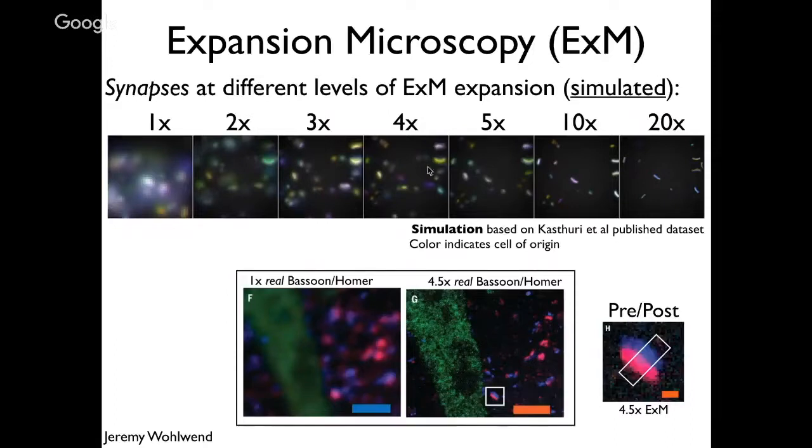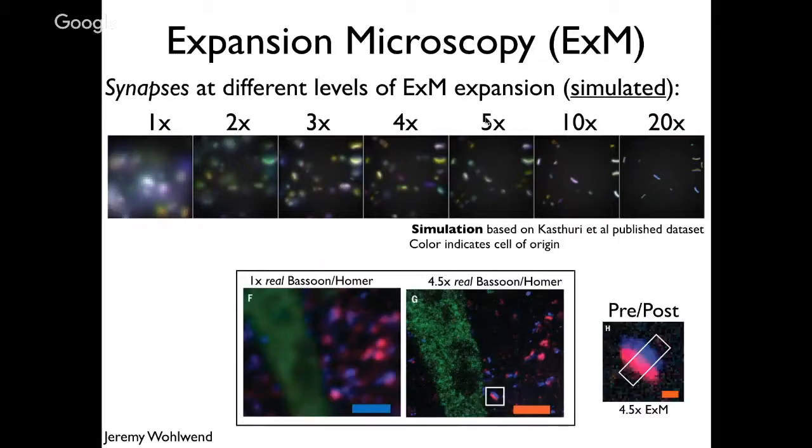And what we're showing here is actually a simulation based on electron microscopy data of what we would see, so that we can understand the parameters in an ideal scenario. We have a simulation of what we will see looking at labeled synapses, which could, for example, be barcode tagged synapses at different levels of expansion.